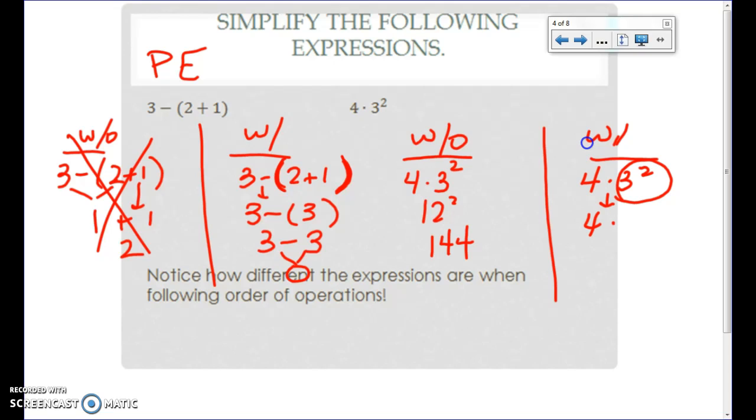3 to the second power is not 6. We learned this yesterday. It is 9. And then finally, there's only one step left to do, 36. So again, you can see they're very different answers, 144 and 36, with or without order of operations.